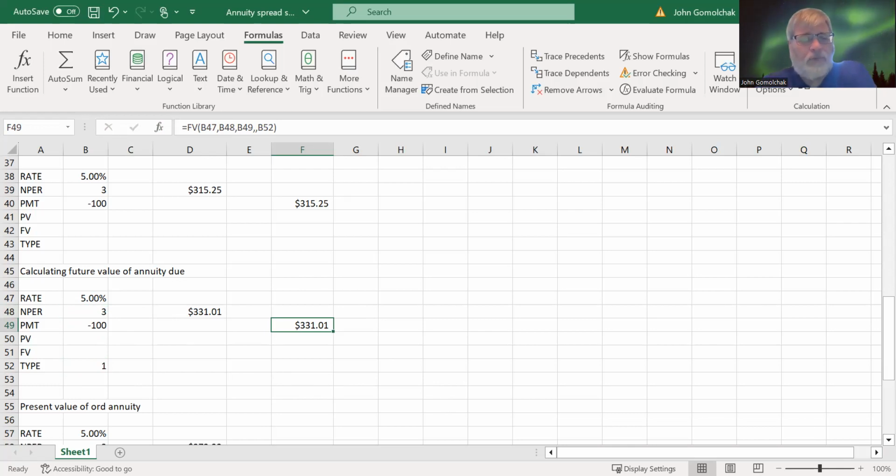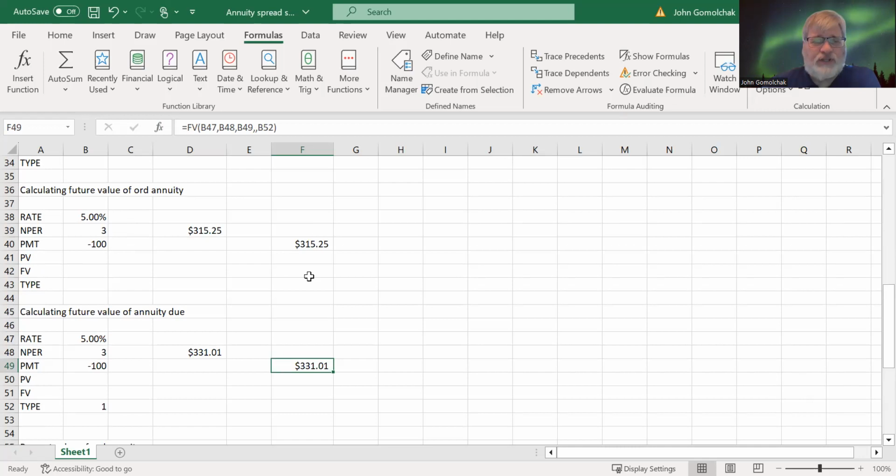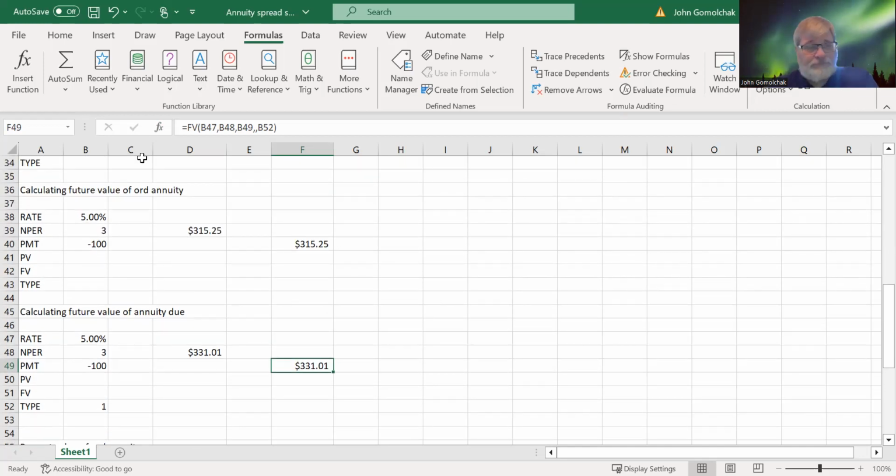So look at the difference there. They're both on the page there in front of you. For the ordinary annuity, the future value of those $100 payments is $315.25. When we make it an annuity due, where we start payments 1 period early, we end up with $331 as opposed to $315. And that's that additional compounding. So we end up with an extra $15 because we made the payment 1 period early.